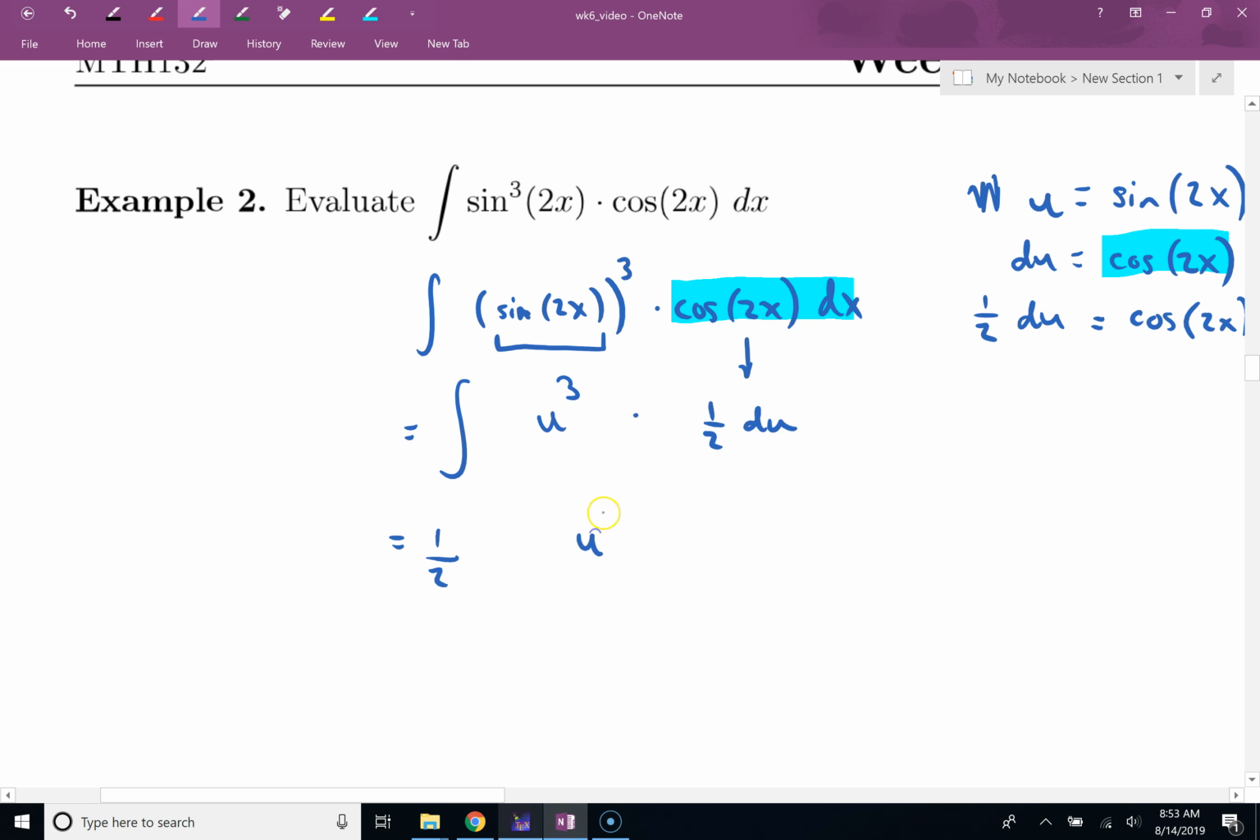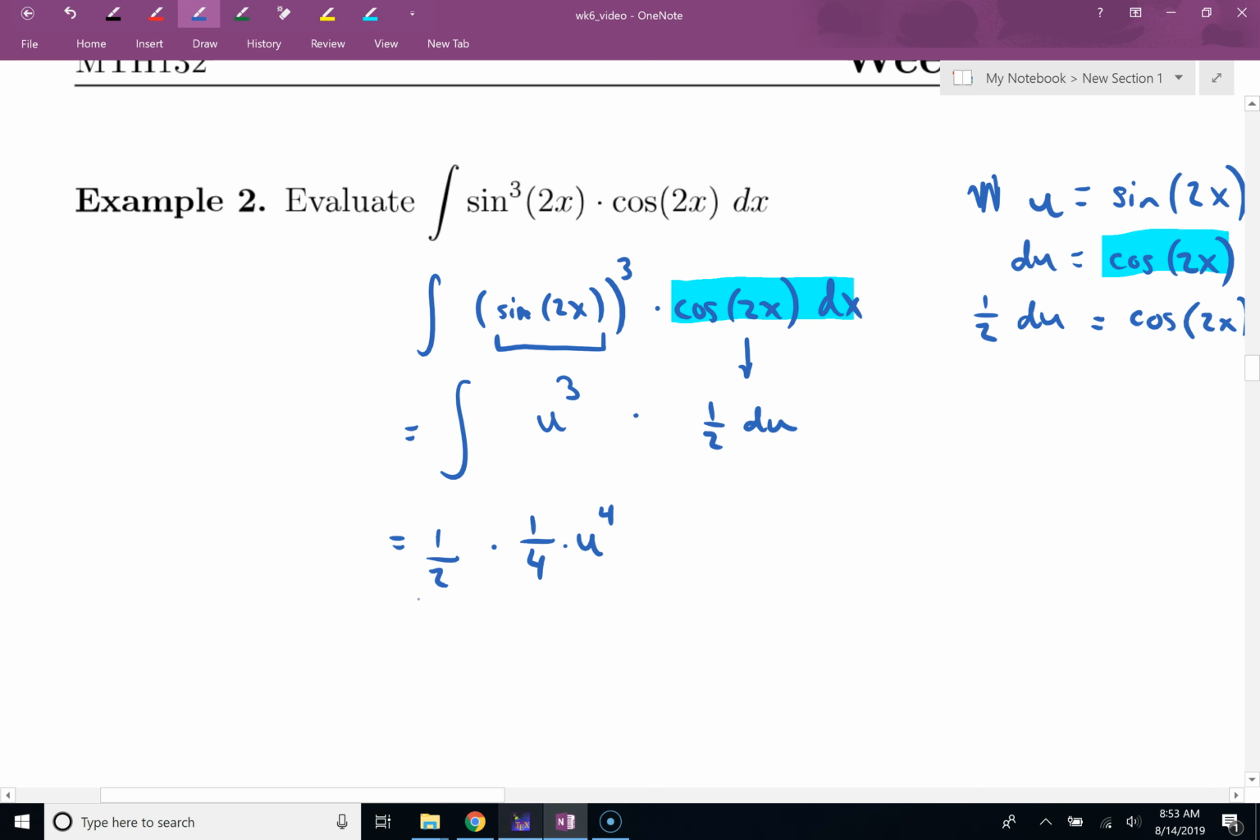Remember, we need to raise my power by 1, so it goes from 3 to 4. And then I multiply by the reciprocal of that new power. So I'm going to multiply by a 4th here. And let's double check. If you were to take the derivative, the 4 would come down and reduce your power by 1. Yeah, it seems to match up. So this is the correct antiderivative.